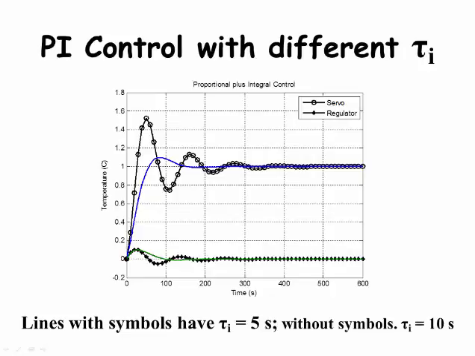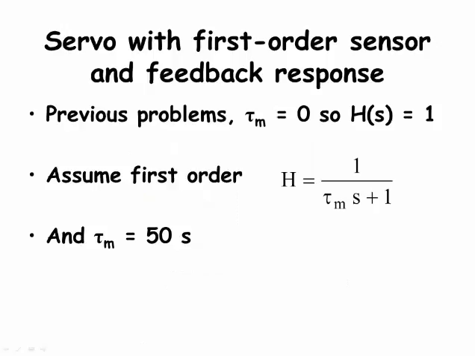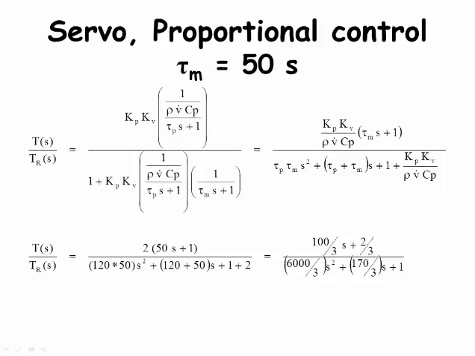For all of the previous examples, we assume that the sensor and feedback element had a constant gain of h equal to 1 because we had set tau m equal to 0. Now let's assume that the sensor and the feedback element have a first order response and that tau m is equal to 50 seconds. Here is the servo problem transfer function using proportional control only, and the first order transfer function for the sensor and feedback element with tau m equal to 50 seconds.